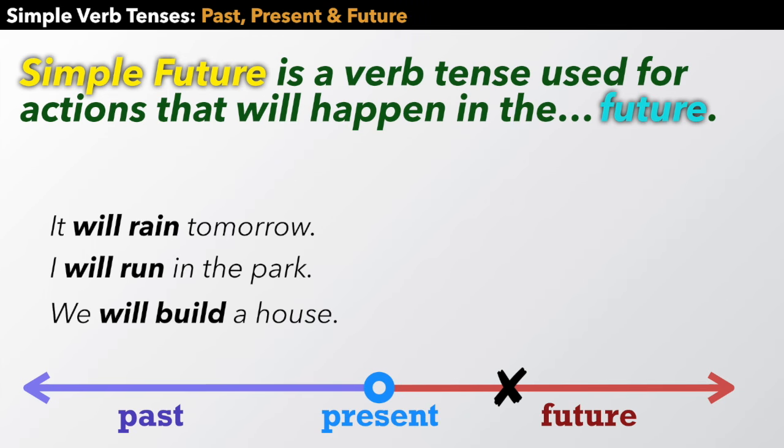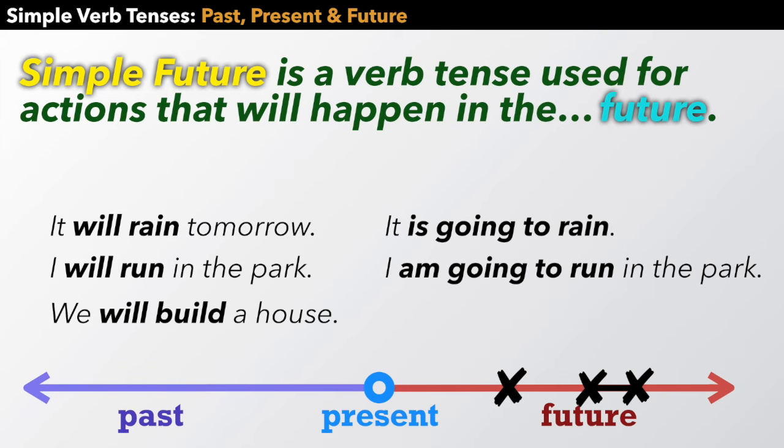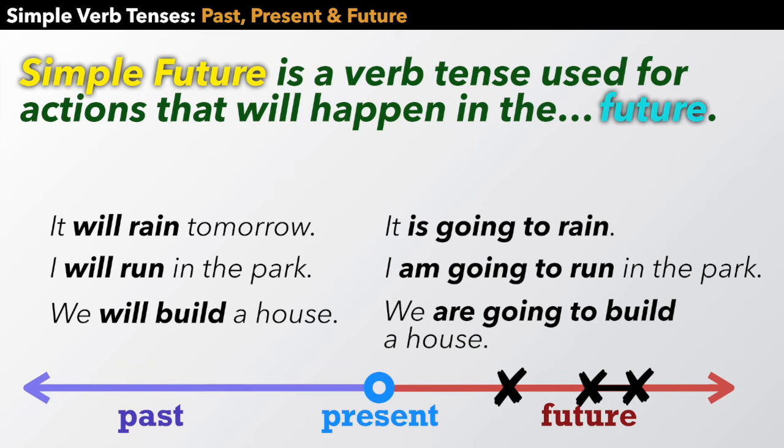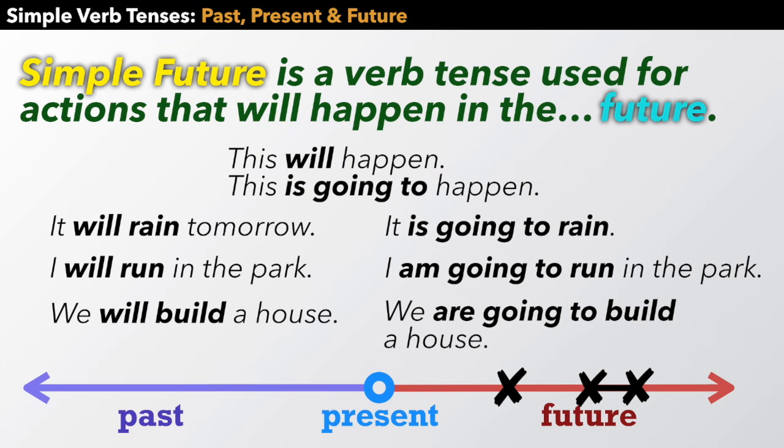You can add will to make a simple future sentence, or you can add be going to. It is going to rain. I am going to run in the park. We are going to build a house. Both will and be going to make a simple future sentence.